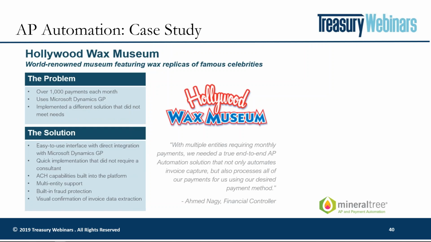Maybe the most complicated one, Hollywood Wax Museum. I've been there. Maybe you'll see a statue of me there someday. The problem, they had over 1,000 payments each month. They were using GP, and they tried another solution which wasn't working. Then they did the due diligence. They needed something that had business integrability, which is key to any solution. They had a quick implementation. There was automatic ACH capabilities, something you want to look at, multi-entity support, built-in fraud prevention, and better invoice data extraction, save time on that front.